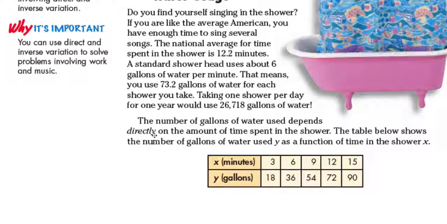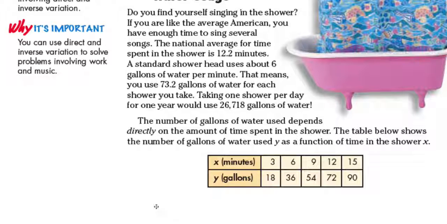we are going to talk about a direct variation problem. Okay, so it says here that the table below shows the number of gallons of water used y as a function of time in the shower x. If you rephrase that sentence, the number of gallons you use will be dependent upon the number of minutes you spend in the shower. So for 3 minutes you use up 18 gallons of water, 6 minutes 36, and so on and so forth. 15 minutes would be 90 gallons of water.